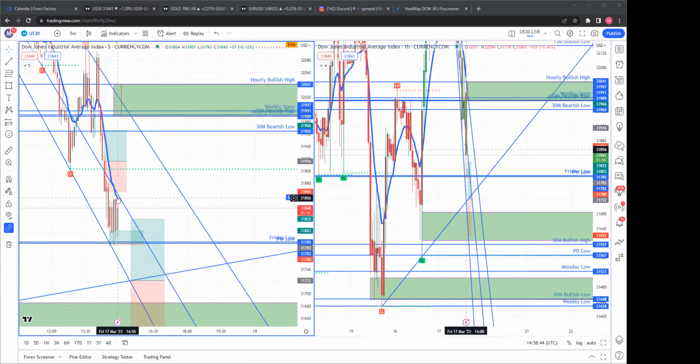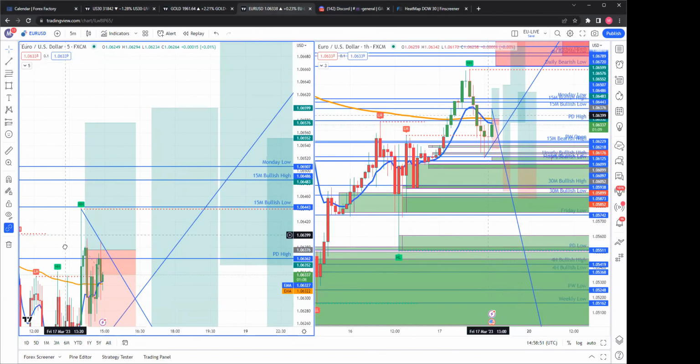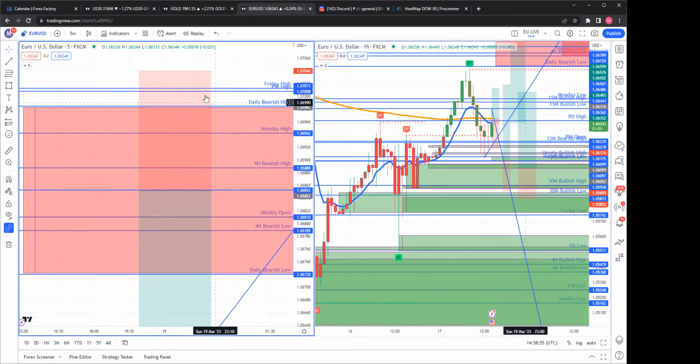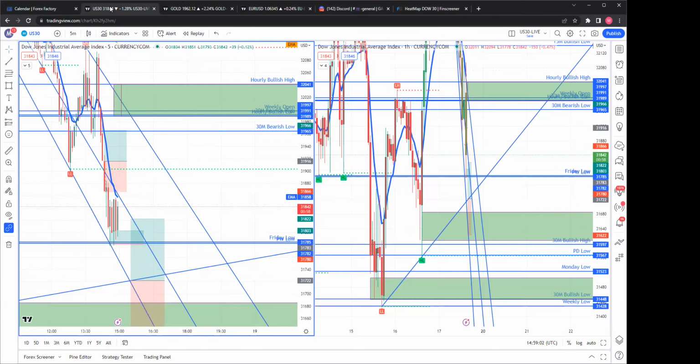So sure, you can enter a sell from the 9 EMA, but what is protecting your trade? Because when we enter, like for example, this EU sell we've marked up, we said that if we sell here, we want to be protected by the previous weekly high and Friday high and the daily bearish high. There you go. That is a trade you want.